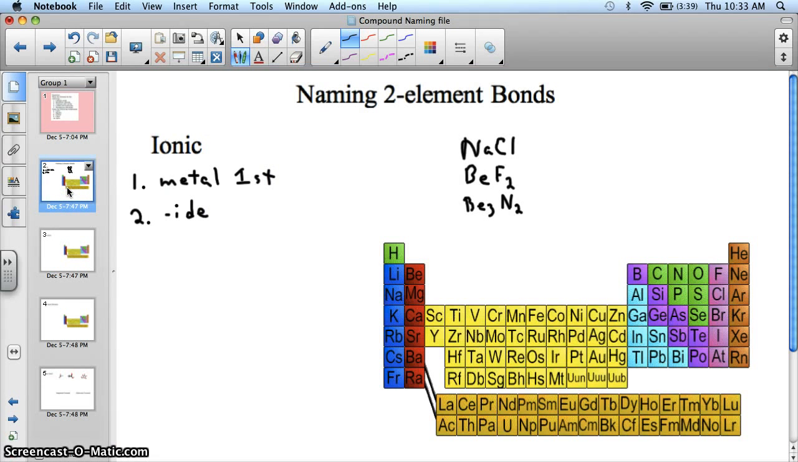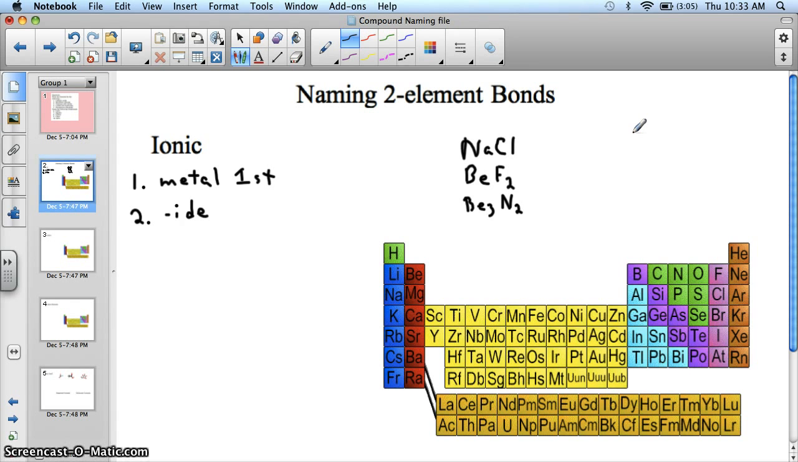Now let's talk about naming two-element bonds. This is what the whole video is going to be about. There are such a thing as three-element bonds and four-element bonds and a lot of details there, but most of the time whenever you have a three-element bond or a four-element bond, scientists have already shortened it.